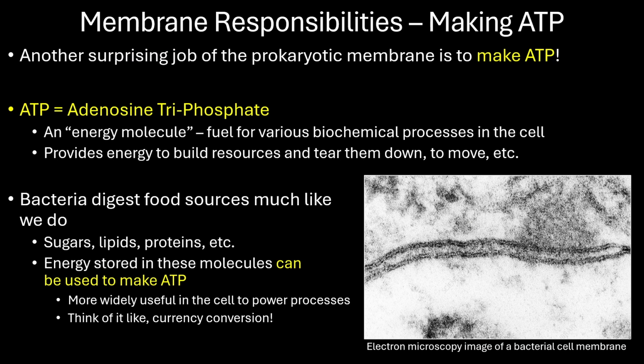Another really important quality of the cell membrane, specifically for prokaryotes like bacteria, is that they have the specific job of making ATP. ATP, this molecule, is called adenosine triphosphate. If you're unfamiliar, it is our main energy molecule, the fuel that we use to power a variety of biochemical processes that a cell has to do. All cells use ATP in some form or another for powering major biological processes.